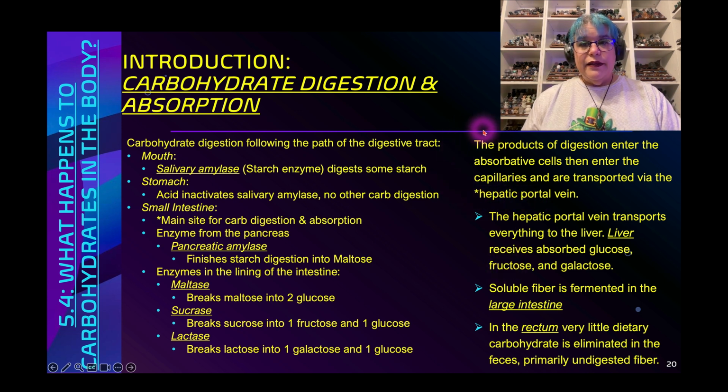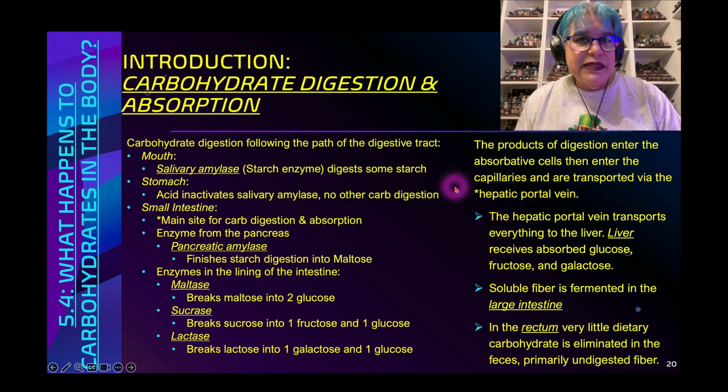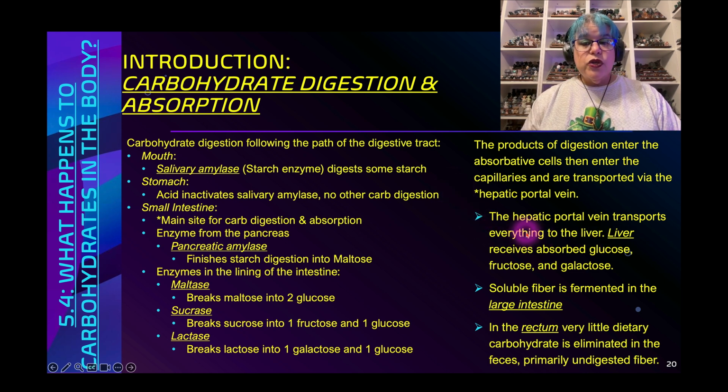Once we get done with all that digestion, the products of the digestion, so our fructose, our glucose, our galactose, are going to enter the absorptive cells, then enter the capillaries, and they're transported by the hepatic portal vein, hepatic means liver, to the liver. So the hepatic portal, the liver doorway vein, is going to transport everything to the liver. The liver receives the absorbed glucose, fructose, and galactose.